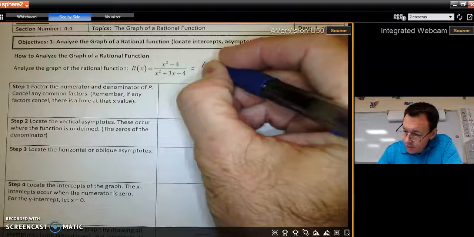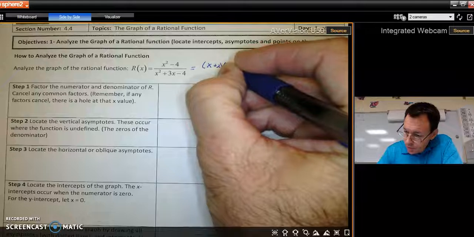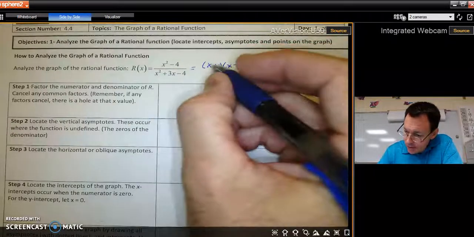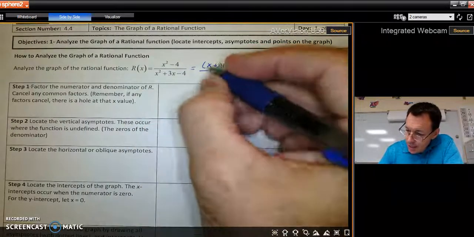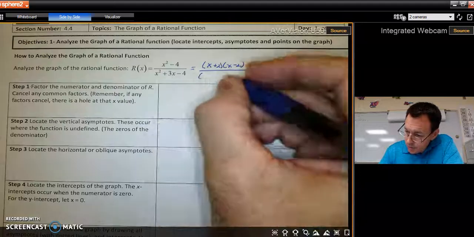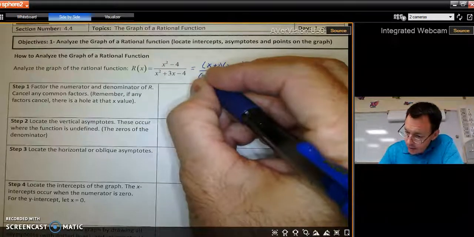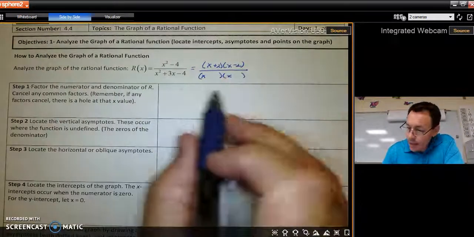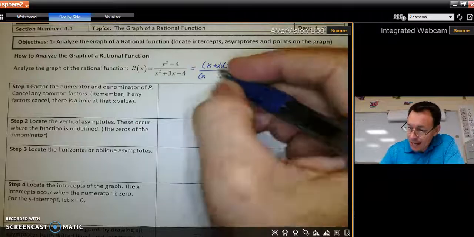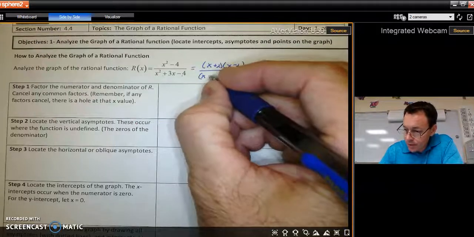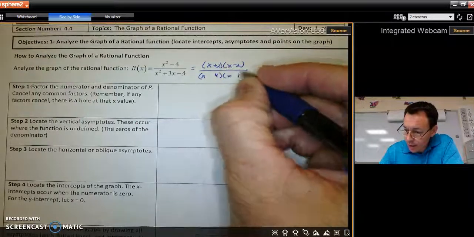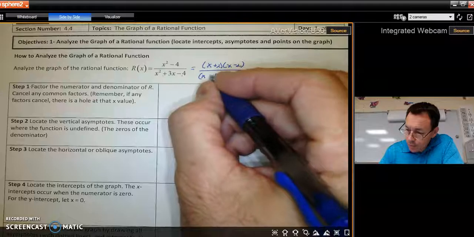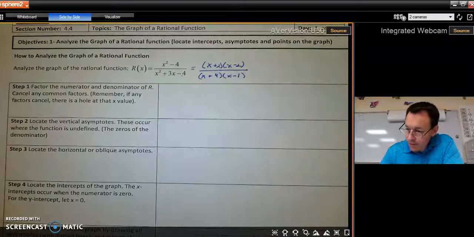So the numerator factors into (x + 2)(x - 2). That's the difference of squares. The denominator factors into, well, let's see, x and x, and then I need factors of -4 that add up to +3. So it's going to be 4 and 1, but I need the 4 to be positive and the 1 to be negative, and that will give me my +3x in the middle if you do your outer and your inner.